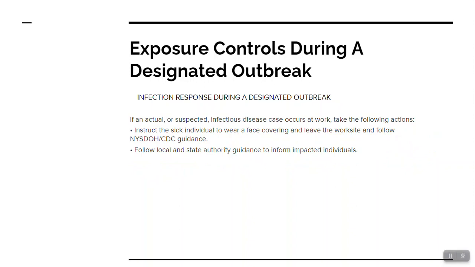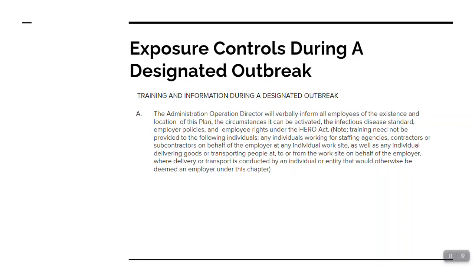Now, if an actual or suspected infectious disease case occurs at work, take the following actions. Instruct the sick individual to wear a face covering and leave the work site, and follow New York State Department of Health and CDC guidance. And then follow local and state authority guidance to inform the impacted individuals. The Administrative Operations Director will verbally inform all employees of the existence of the location of this plan, which should be posted, by the way, in all buildings, and the circumstances that it can be activated, and the infectious disease standard, employer policies, and employee rights under the HERO Act.